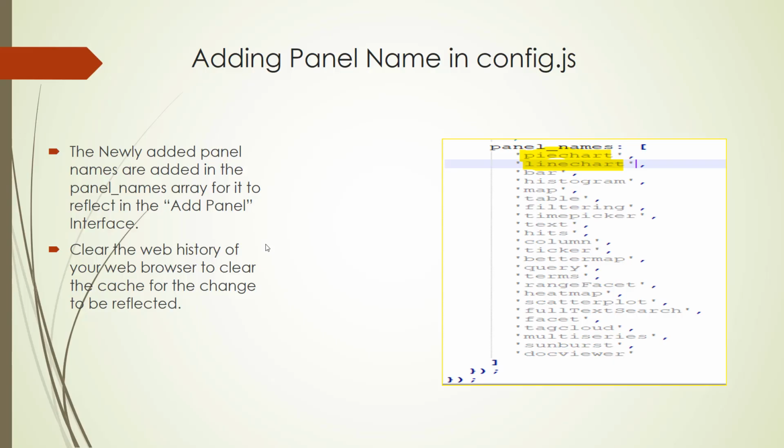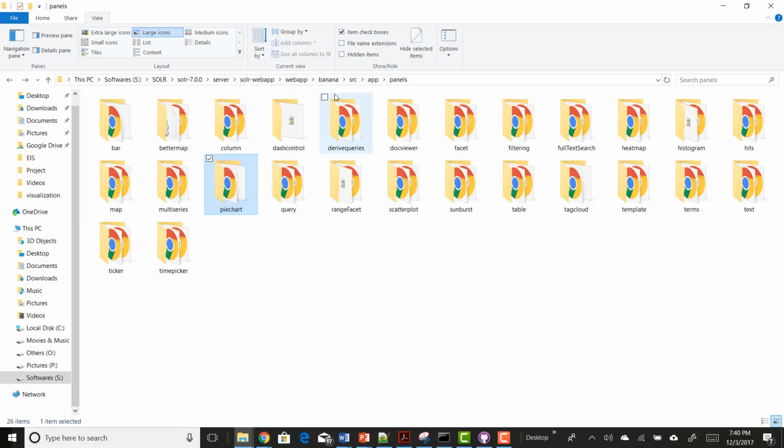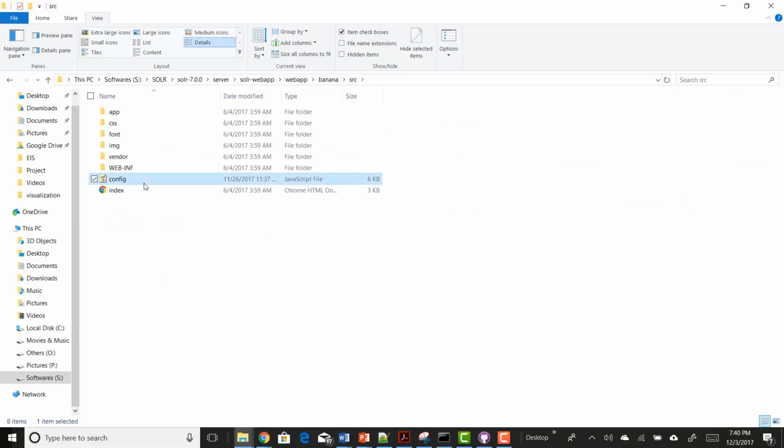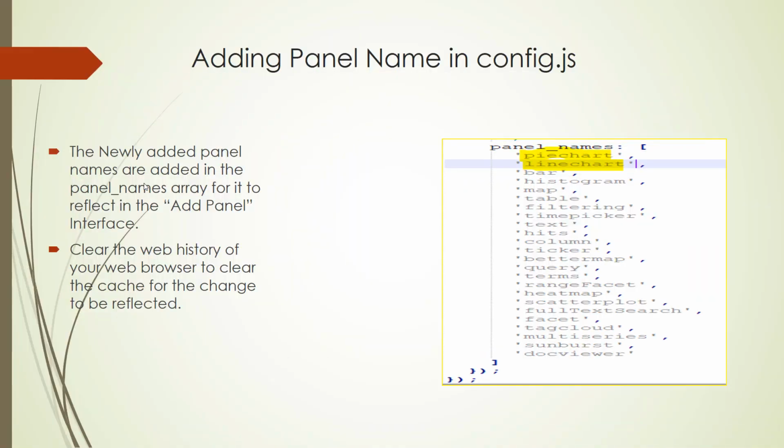After placing the files in the right path, the panel name needs to be added in the config.js file. The config.js file can be found in the source path here. So once we open the file, we can see a small snippet which contains an array named panel names. Once the process is complete, we need to add these two names, that is the line chart and the pie chart, inside the panel names array.